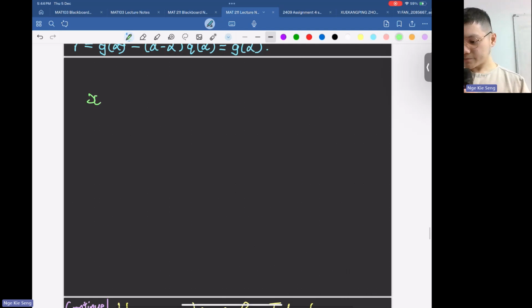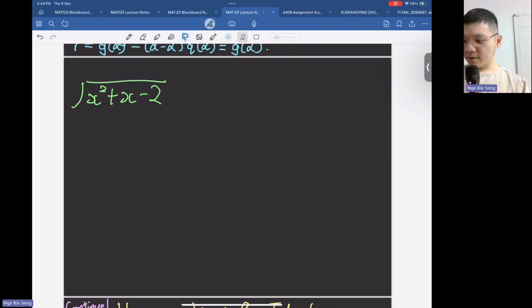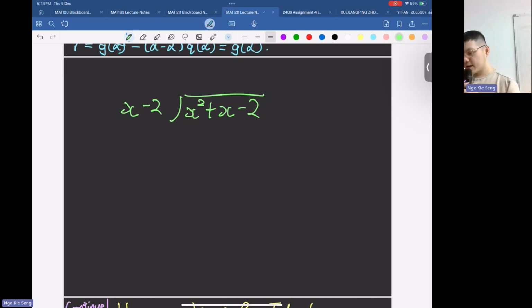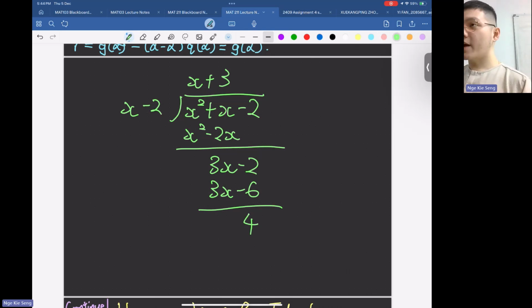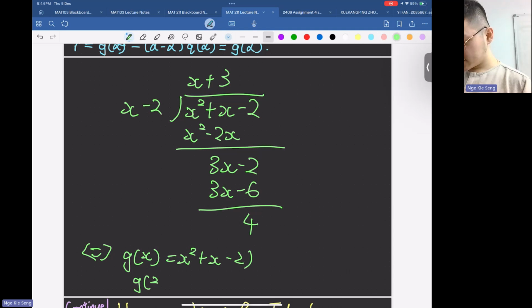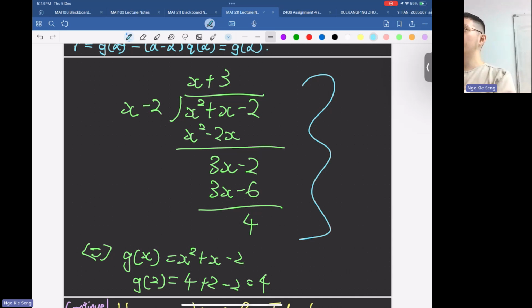Let's try maybe this one divided by x minus 2. If you do the long division, what do you get? x squared minus 2x, and then 3x minus 2, and then plus 3. You get 4. But what does the corollary just now say? If you substitute 2 into your g(x), do you get 4 or not? Yes, so fast. 4 plus 2 minus 2, you get 4. Meaning you don't need to go through the long division anymore. Just do substitution.